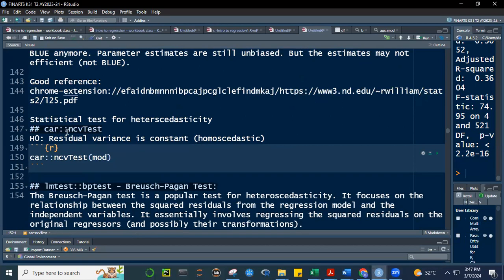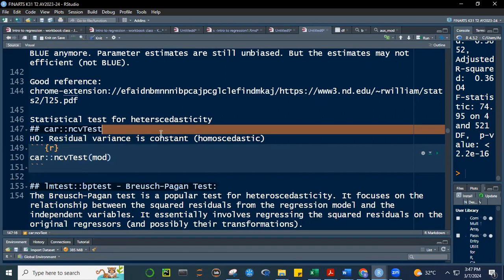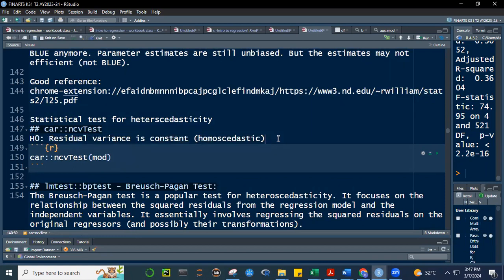From the car package, ncvTest. Ang null hypothesis dito is the residual variance is constant or homoscedastic. Okay? So pakirun, class, yung code chunk na to and tell me, based on the test, 1, homoscedastic, 2, kung heteroscedastic. Okay, I'll wait for your response. Run this code chunk and tell me if based on this statistical test, kung homoscedastic or heteroscedastic yung residuals natin. Okay, answer please. I hope everybody will answer. 1 kung homoscedastic, 2 kung hetero.